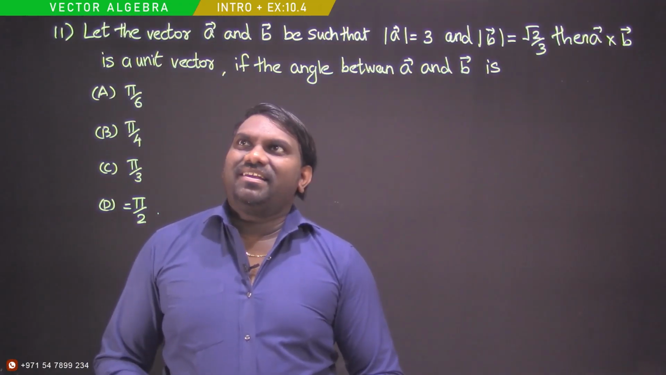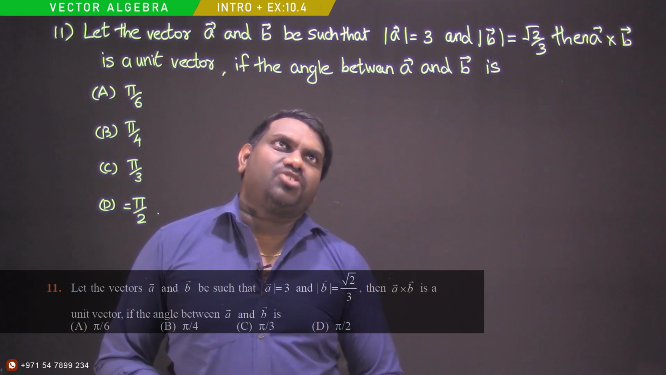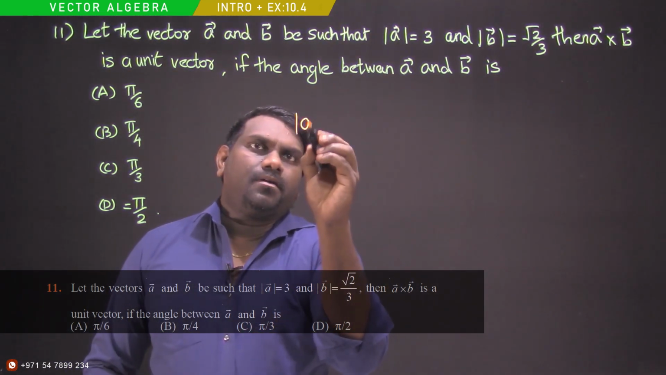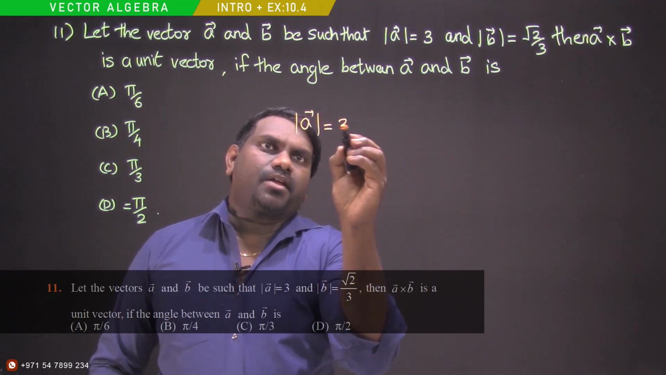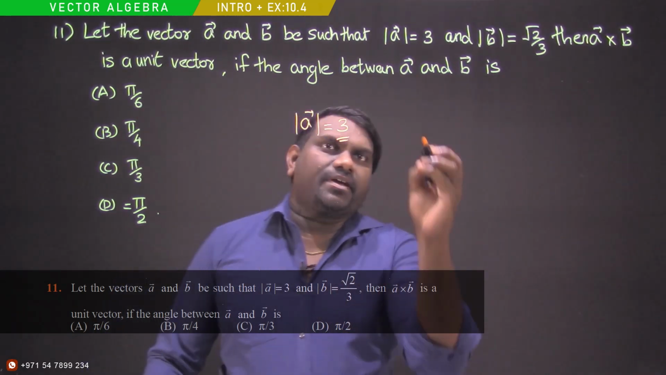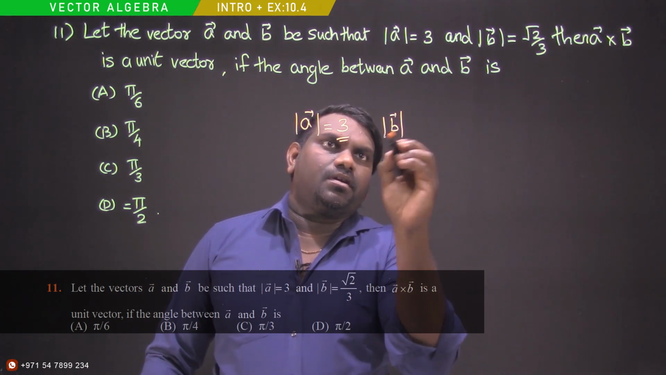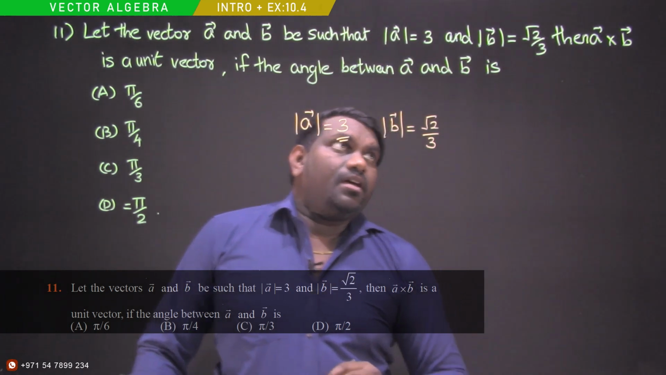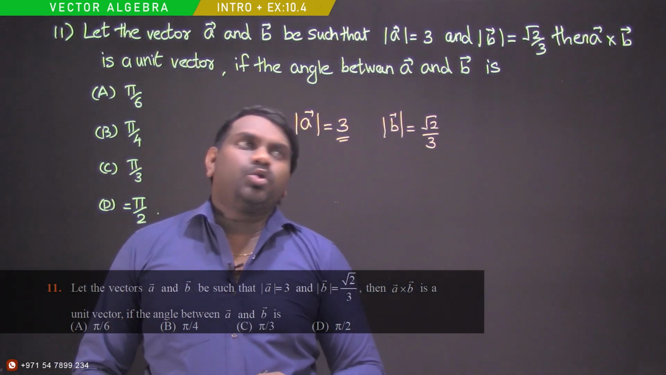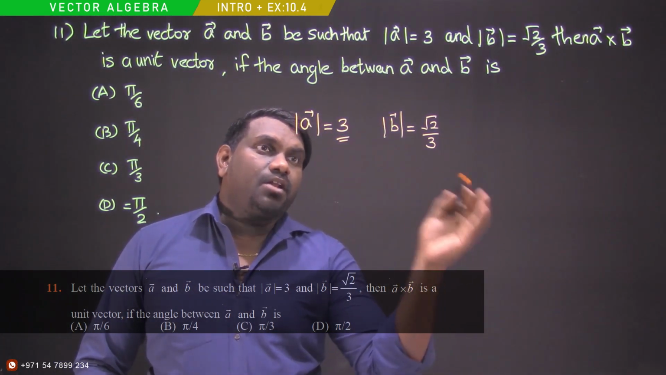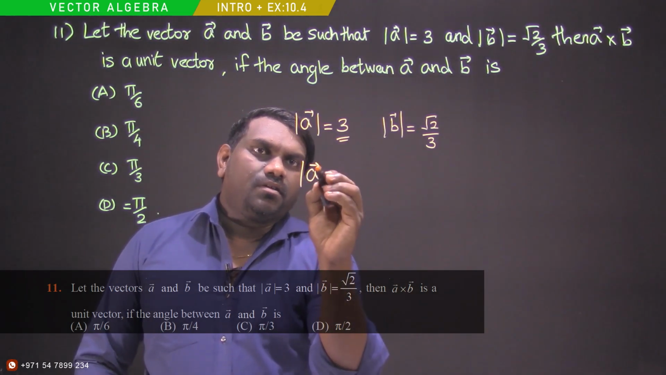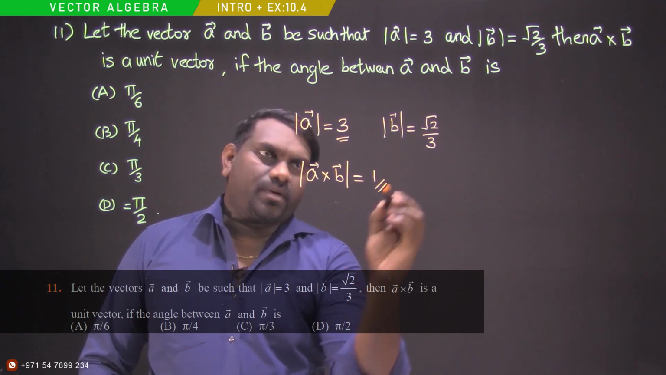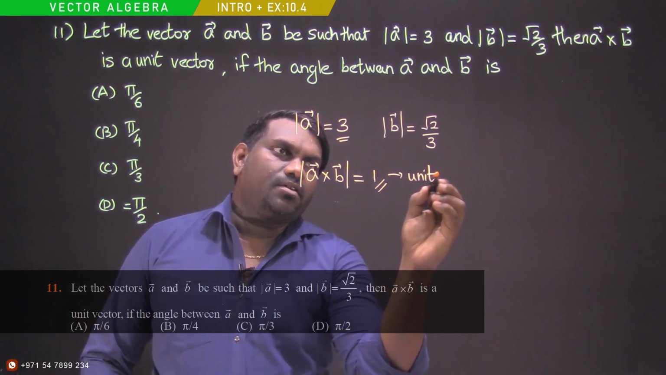On to the 11th question. Let the vectors A and B be such that the modulus of A is equal to 3, so the magnitude of vector A is 3, and the magnitude of vector B is root 2 by 3. Then A cross B is a unit vector. What is given? The modulus of A cross B is what? 1, because it's a unit vector, right?